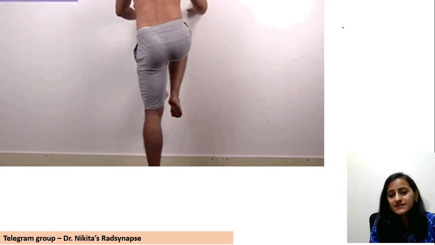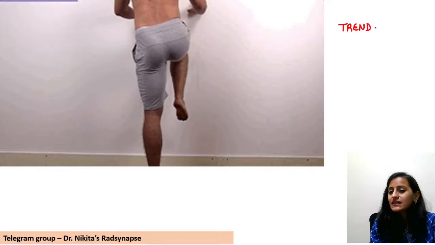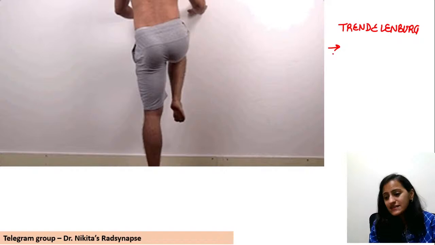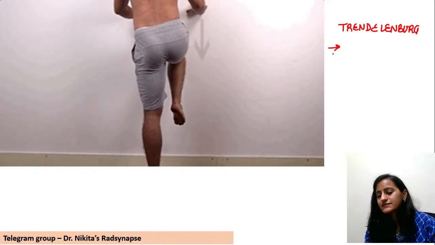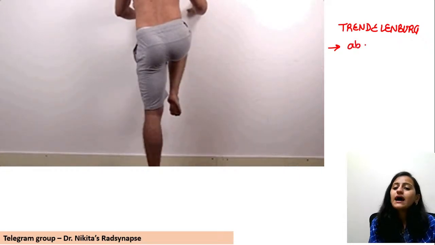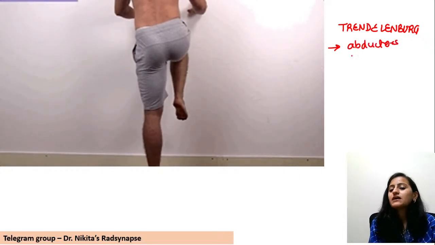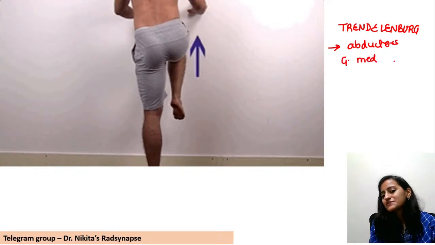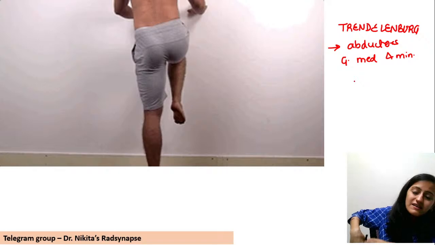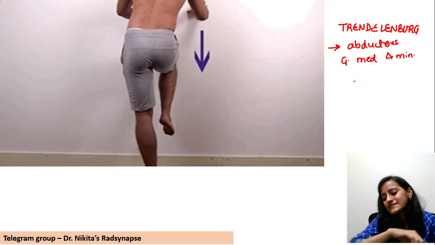What is this test? This is the Trendelenburg's, right? This is your Trendelenburg's. Basically, today itself we have posted a mnemonic on this, right? Trendelenburg's, which is basically done for the abductors of the hip, the gluteus medius and minimus. Gluteus maximus, the main muscle at the back, that is the extensor.